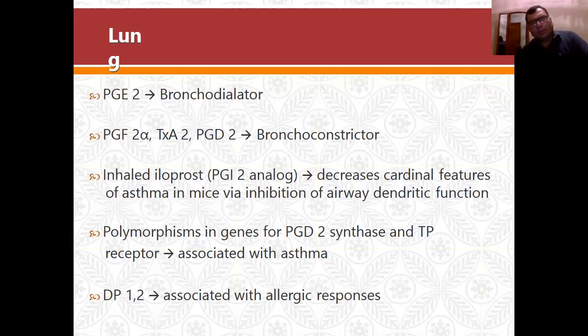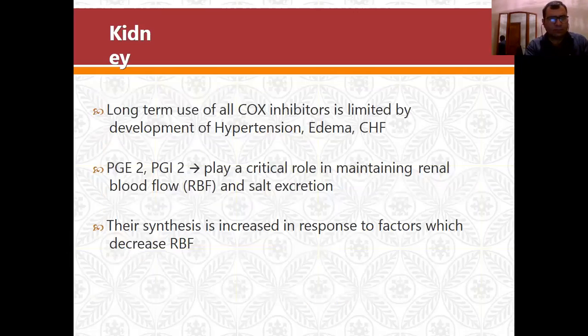Besides this, you can say that leukotriene also has an effect on the lung, that we discussed. Leukotriene, from the lipoxygenase pathway of arachidonic acid, has bronchoconstriction activity, and its role is obvious in patients suffering from bronchial asthma. On the kidney, long-term use of cyclooxygenase inhibitors is limited by the development of hypertension, edema, and congestive heart failure.